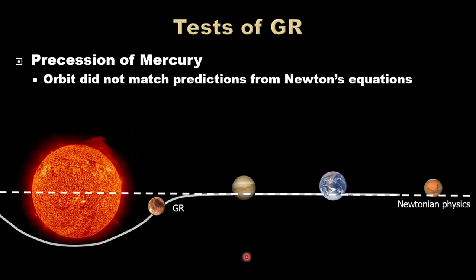And the amazing thing was that when they used the equations of general relativity to predict the orbit of Mercury, they matched perfectly with the observations. And so this gave us a reason to think that general relativity is correct.